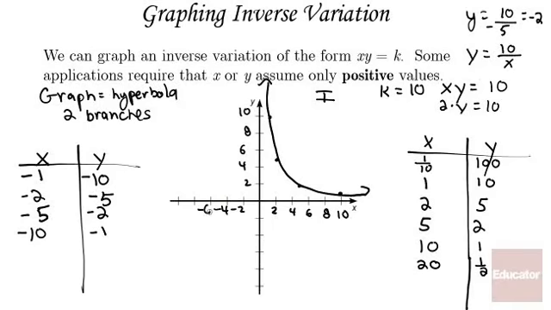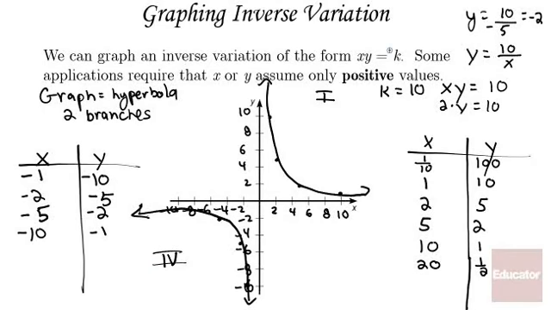So I'm going to go ahead and graph these. Okay, so when x is -1, y is down here at -10. X is -2, y is -5. When x is -5, y is -2. When x is -10, y is -1. And you can see the same shape of a hyperbola, where we have a curve that approaches but never reaches the x-axis or the y-axis. So we have the second branch of the hyperbola here in the fourth quadrant.